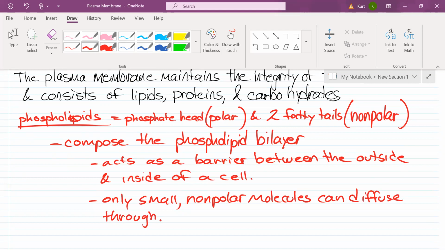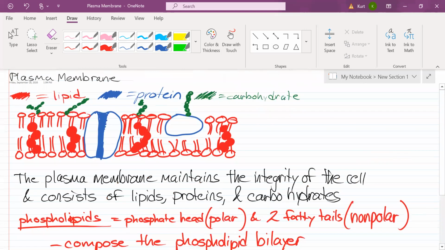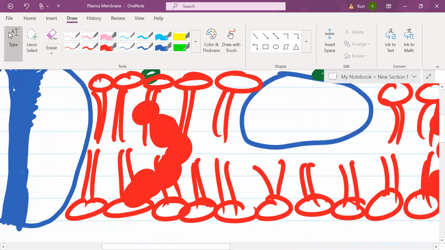You have to know why things are what they are. So when I pose a statement like only small nonpolar molecules can diffuse through, you need to know why. The reason why is because the fats, which are on the inside of the membrane, as you see here, are nonpolar. Water is polar. Polar and nonpolar do not mix. So if water tried to get into the middle of the membrane, it just wouldn't jive and it can't interact.